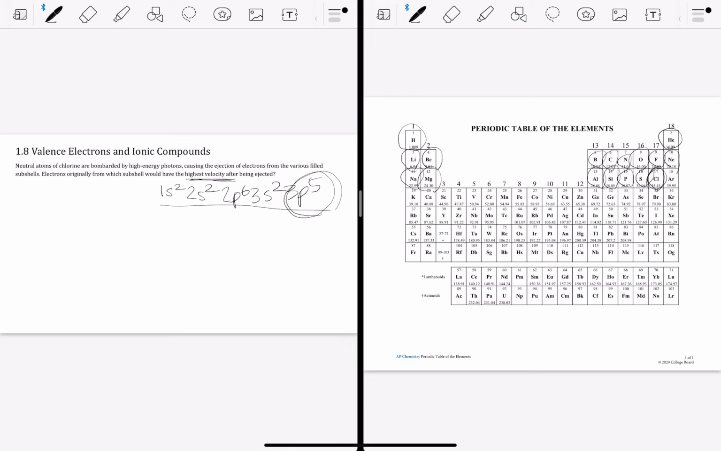And it's because the valence electrons, the most outer electrons, are going to be in the most outer shell, so it's going to take less energy to remove that electron than any other core electrons like these. So the answer is going to be 3p5. An electron from this subshell would have the highest velocity after being ejected.